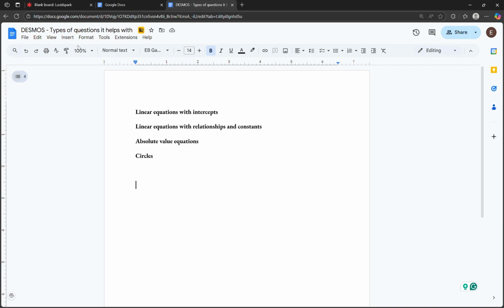Okay, here are the types of questions that we're going to be covering today. We're going to cover linear equations with intercepts. We're going to cover linear equations with relationships and constants. We're going to cover absolute value equations, and we're going to talk a little bit about circles. Now, obviously, I can't compress every single SAT question into one video, but I'm going to do it in parts and try my best to group them into similar categories.